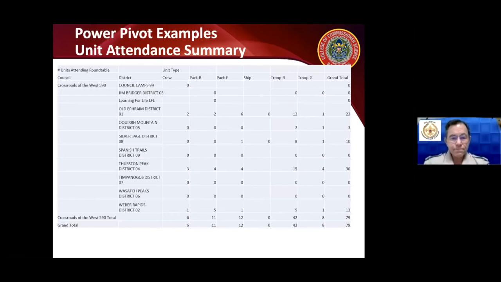I ran this for last month, and you can see the unit type. It's a crew, a boys pack, a girls pack, a ship, a boys troop, a girls troop, or there's a total. And it tells me from each district what I had in attendance at roundtable. So in an easy format, you can see what attendance is like in your district.